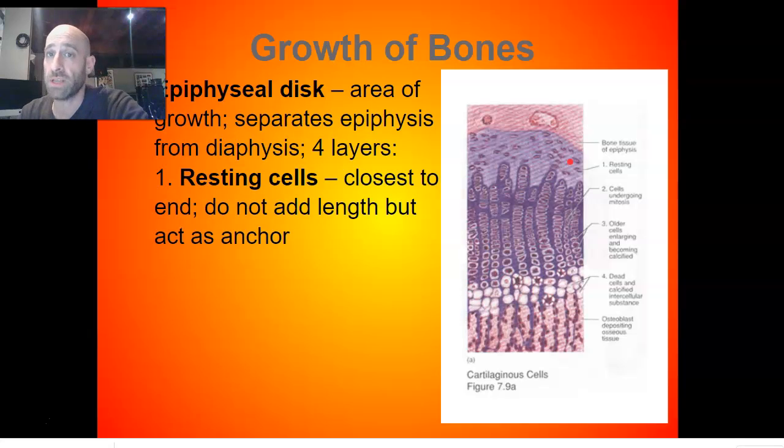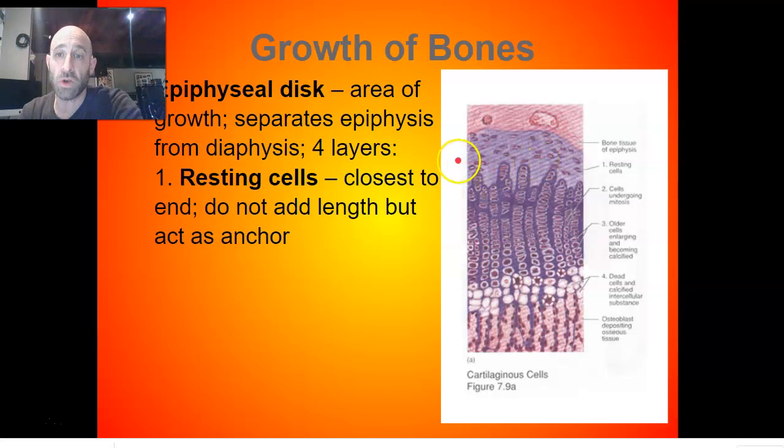The reason why this resting zone even exists is because it holds the epiphysis to the diaphysis. If the resting zone wasn't there, the top of the bone would just pop right off. So think of the resting zone as the anchor that holds the epiphysis to the diaphysis. It doesn't add any length, it doesn't actually grow, but it is the part of the epiphyseal plate which attaches the top of the bone to the diaphysis. So if this zone were not here, your epiphysis would just fall right off of your diaphysis.